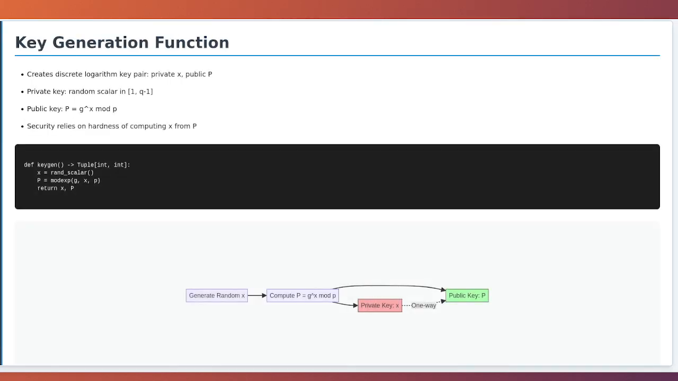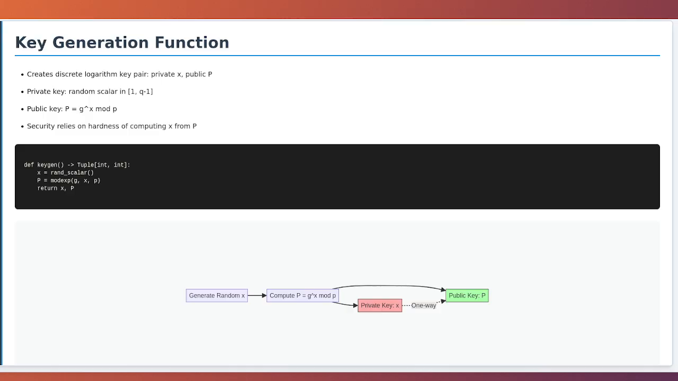Key generation function. The Keygen function implements the fundamental operation of generating a cryptographic key pair for discrete logarithm-based systems. This creates a private key and its corresponding public key, establishing the identity of a participant in our ring signature scheme. The function takes no parameters and returns a tuple containing two integers, the private key x and the public key P, using capital P for the public key as a convention in cryptographic literature. This helps distinguish public values, which are often written with capital letters, from private values, which are written with lowercase letters.